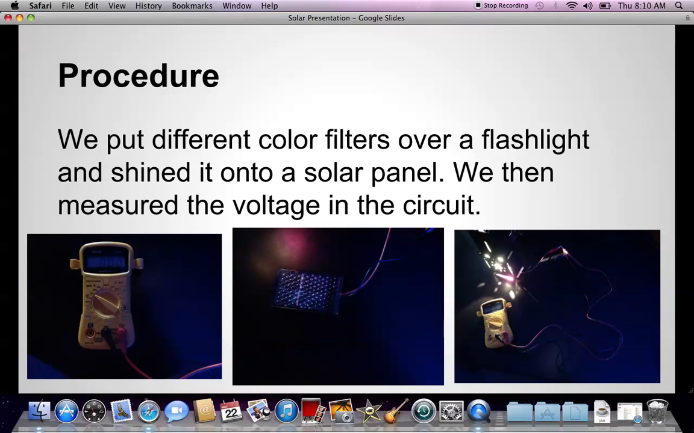For our procedure, we put different color filters over a flashlight and shined it onto a solar panel. You can see the multimeter we used right there. We used that to measure the voltage in the simple circuit that we created in series with the solar panel. You can see the solar panel there, and a diagram of what we did. We didn't end up using that flashlight, but we used something similar.